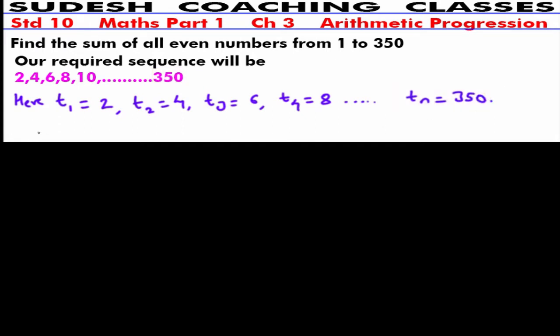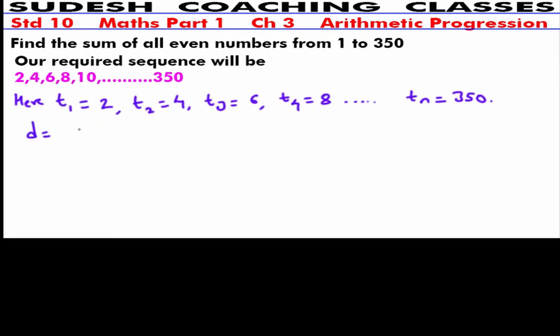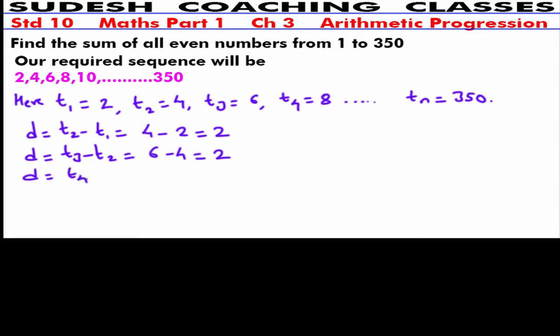Now let us find the common difference. How are you going to find it? You are going to find it by subtracting the consecutive terms. First, D is equal to T2 minus T1, which is 4 minus 2, that is 2. D is equal to T3 minus T2, which is 6 minus 4, again 2. D is equal to T4 minus T3, which is 8 minus 6, is 2. What do you find? D is equal to 2, which is constant.